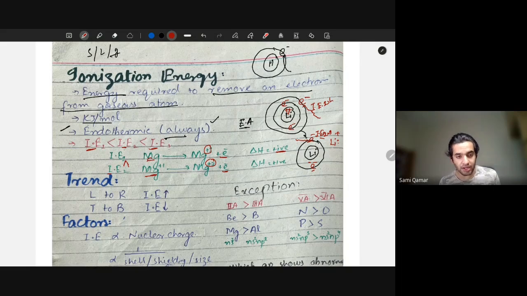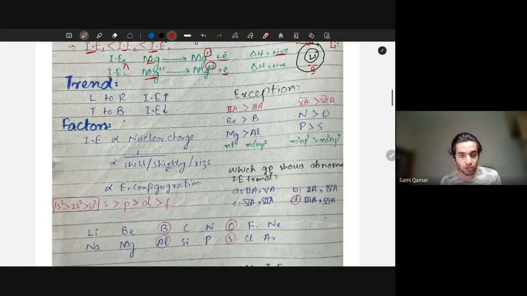Now the trend is important, and there are exceptions that we need to talk about. What does the trend say? If you move from left to right, and this is the most asked trend in your IMAT past papers, ionization energy will increase. If you move from left to right in a period, ionization energy will increase. If we move from top to bottom in a group, what will happen? Ionization energy will decrease. So this is important.